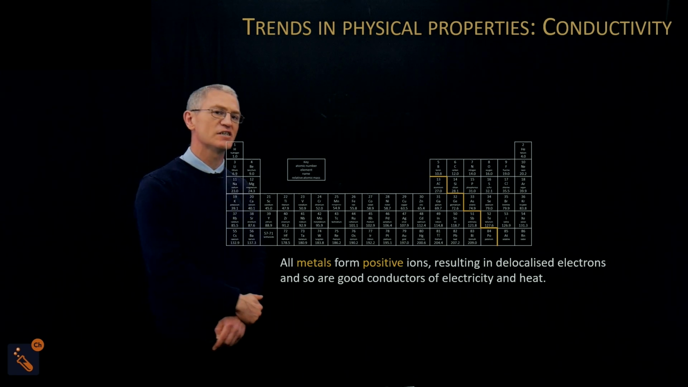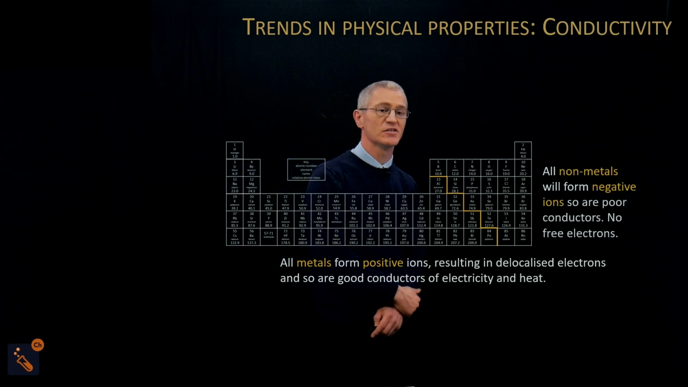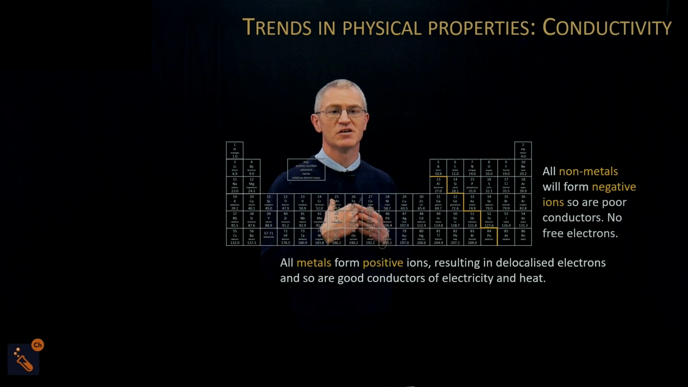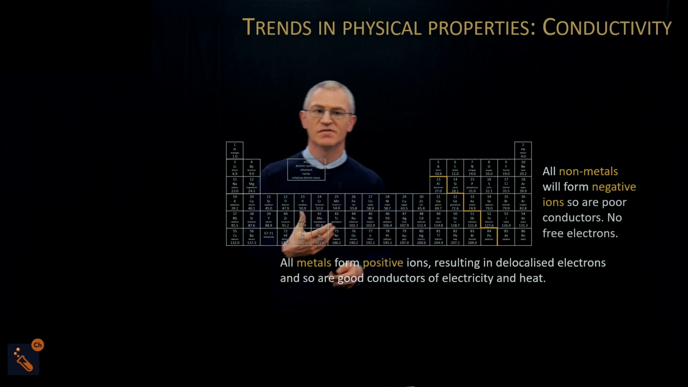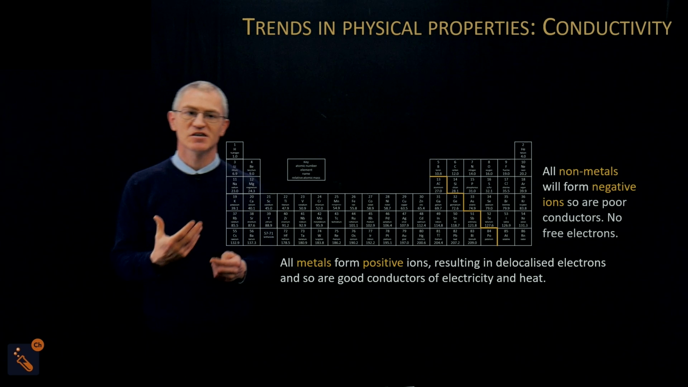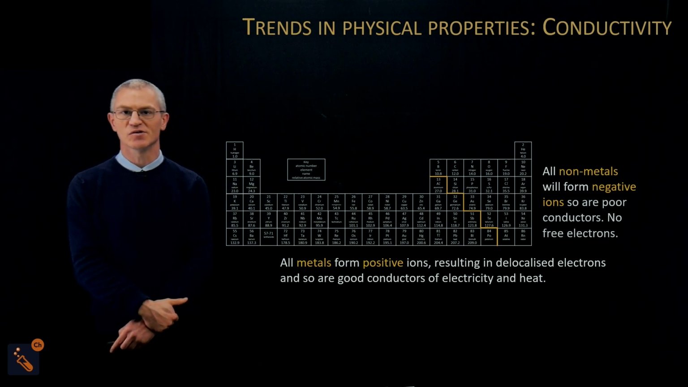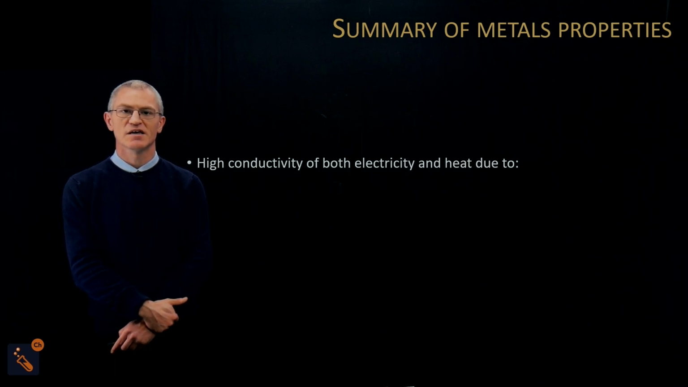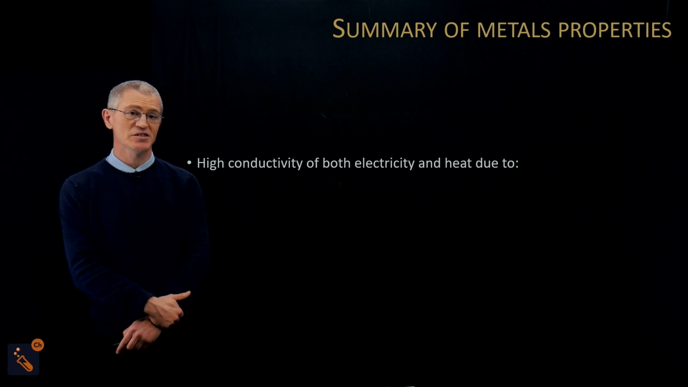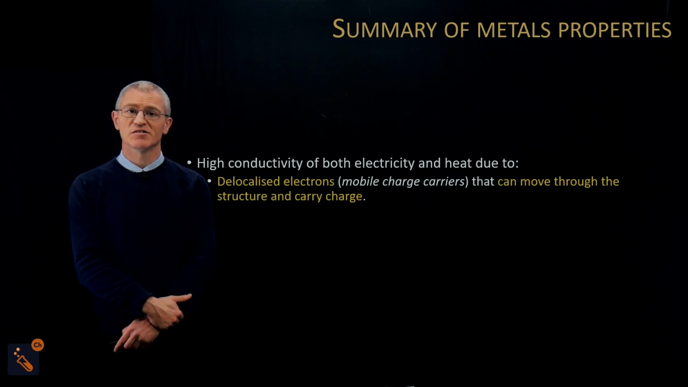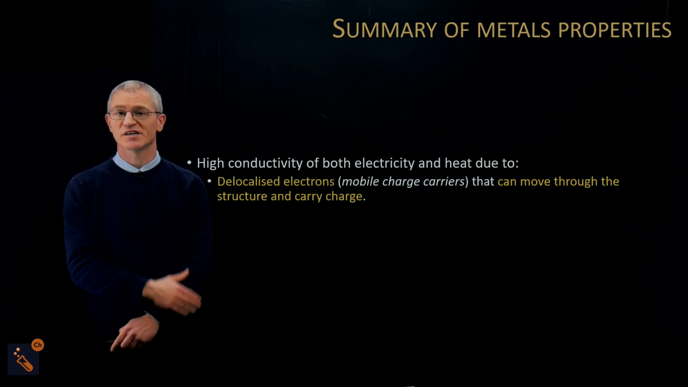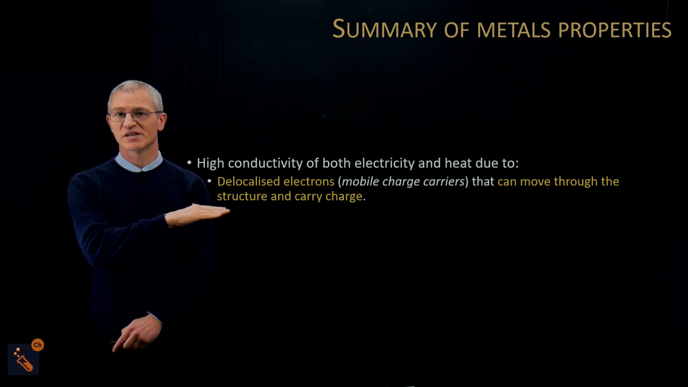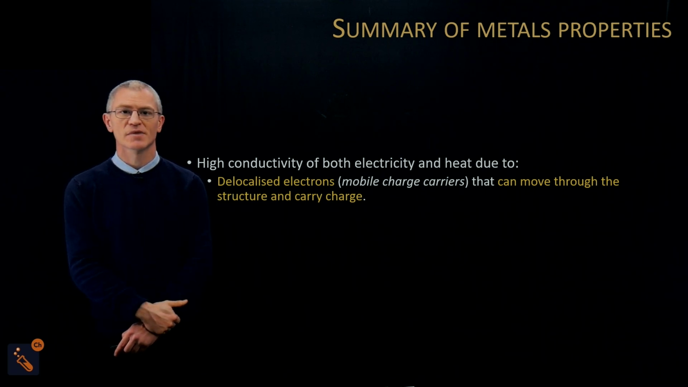Now, if you look at the opposite, you can see non-metals. They form negative ions, which means they take in electrons, which means those electrons aren't free to flow. They're not free, which means they don't generally conduct electricity very well. If we summarize this, we can look at all the properties of metals. First of all, that high conductivity we've mentioned. Okay, that's because of the delocalized electrons that can move through the structure and carry charge. It's very worth remembering that sentence. That will get you marks.